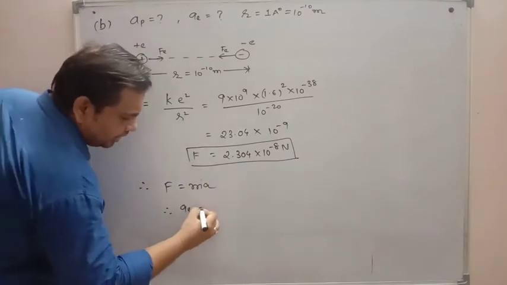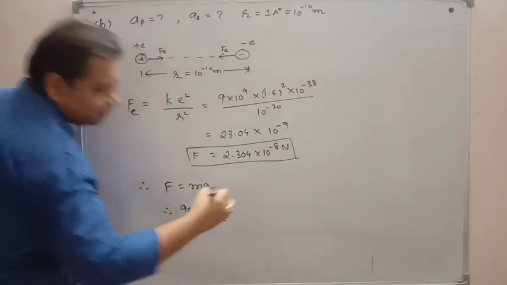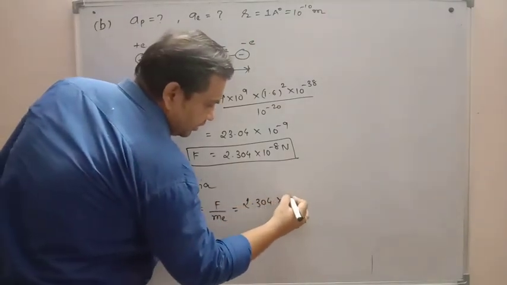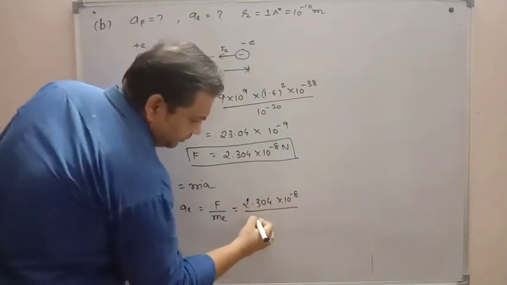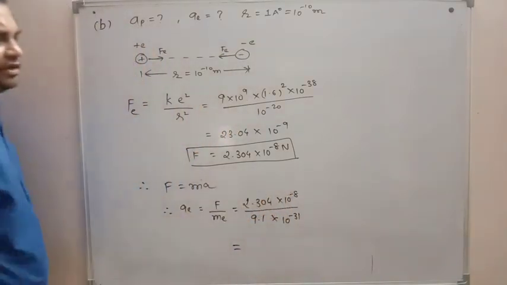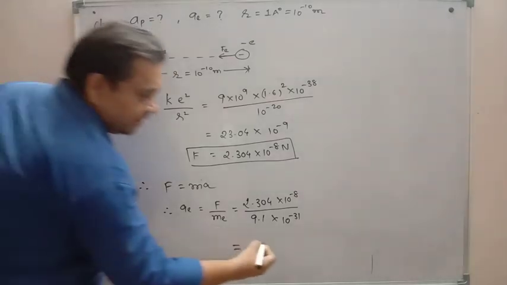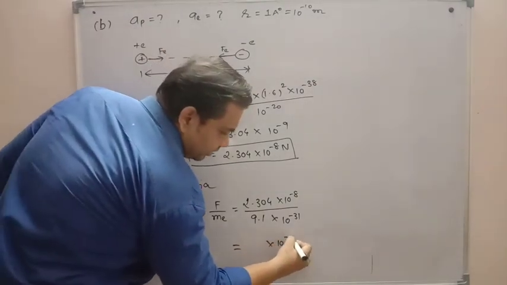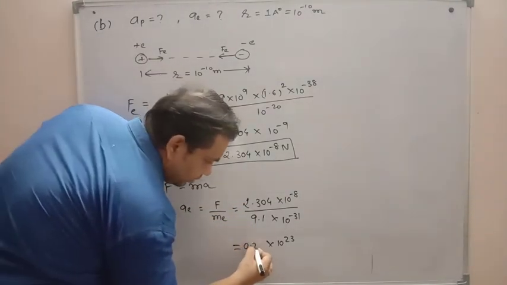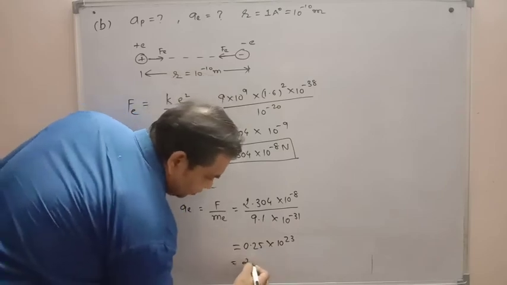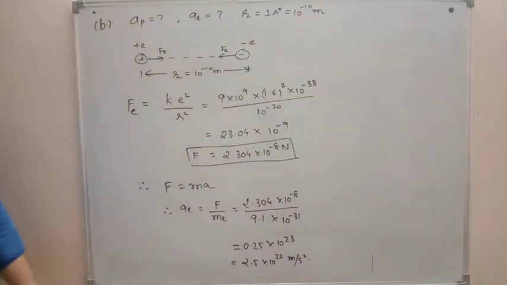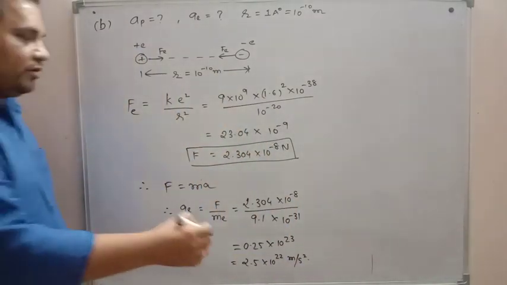acceleration of electron will be F by me. F is 2.304 into 10 power minus 8. Mass of electron 9.1 into 10 power minus 31. 31 minus 8. It comes out to be 10 power 23, and 2.304 divided by 9.1 is 0.25. So it is 2.5 into 10 power 22 meter per second square. This is the acceleration of electron.